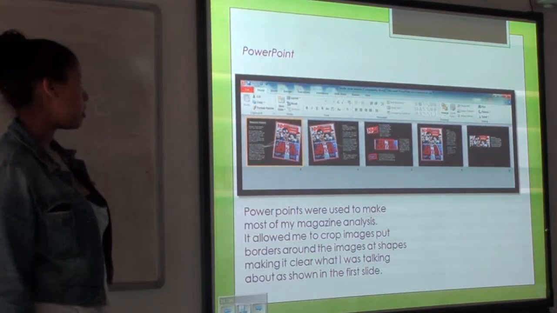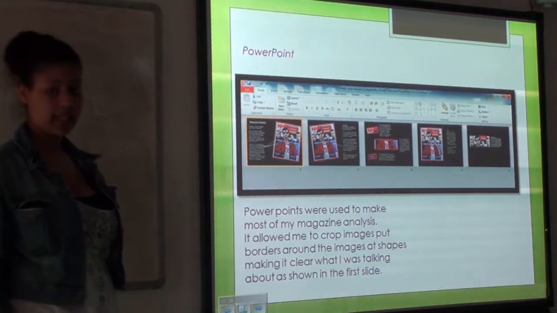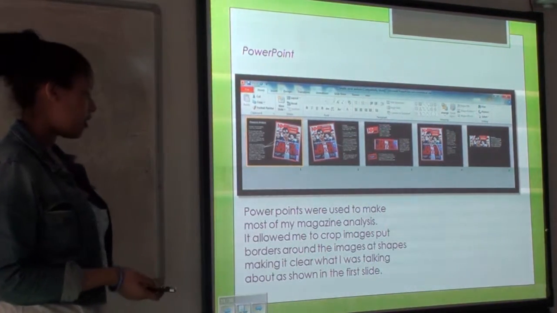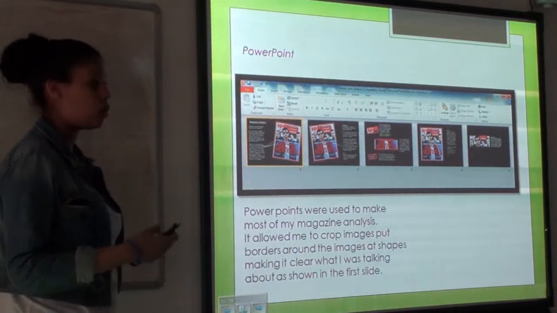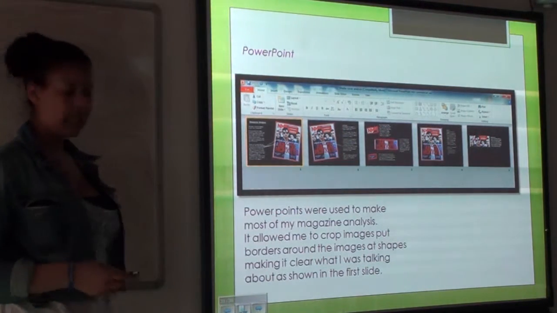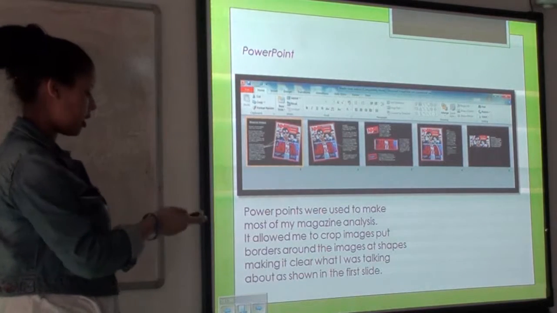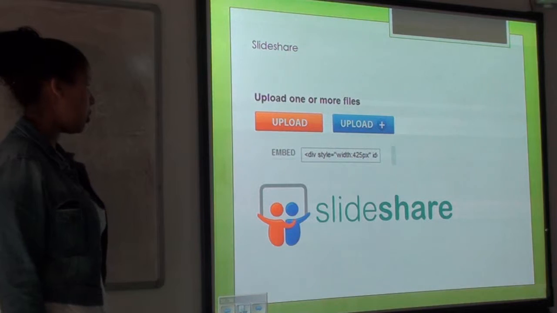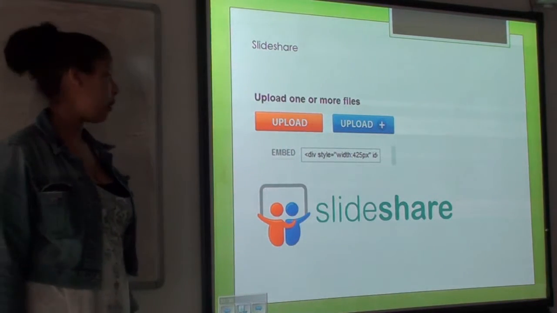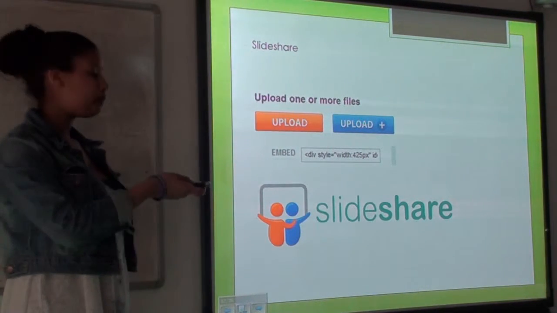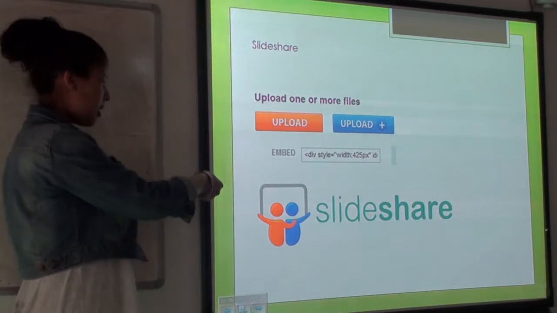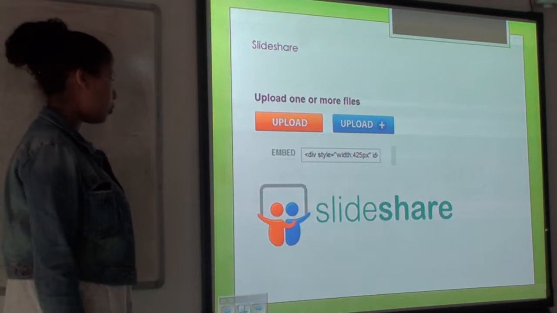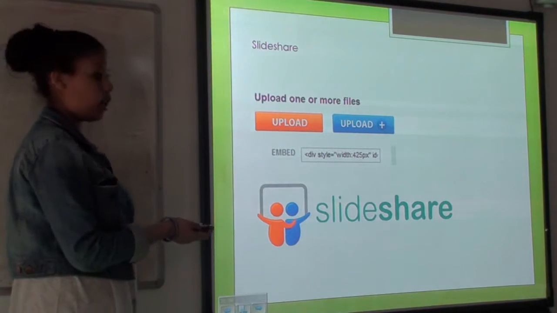I also use PowerPoint. PowerPoints were used to make most of my magazine analysis. It allowed me to crop images with borders around the images of shapes, making it clear what I was talking about, so making it visually clear where I was directing my attention. I also use SlideShare to upload my files to my blog. By getting the embedded code, it made it easier to upload onto my blog, and also using SlideShare made it look more professional.